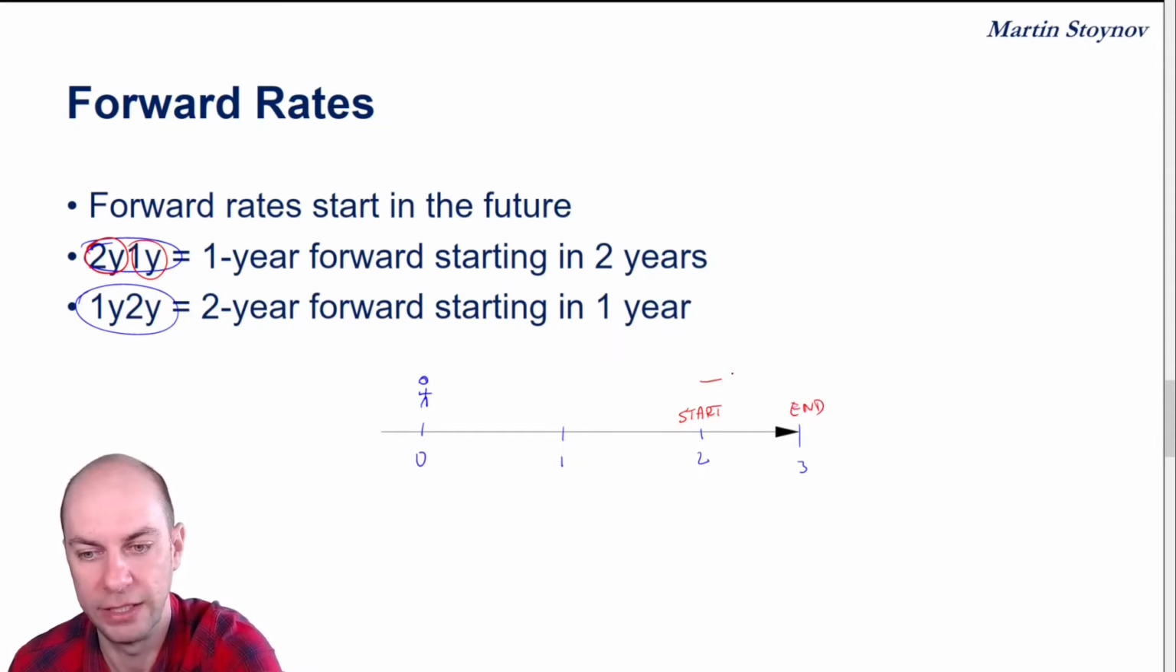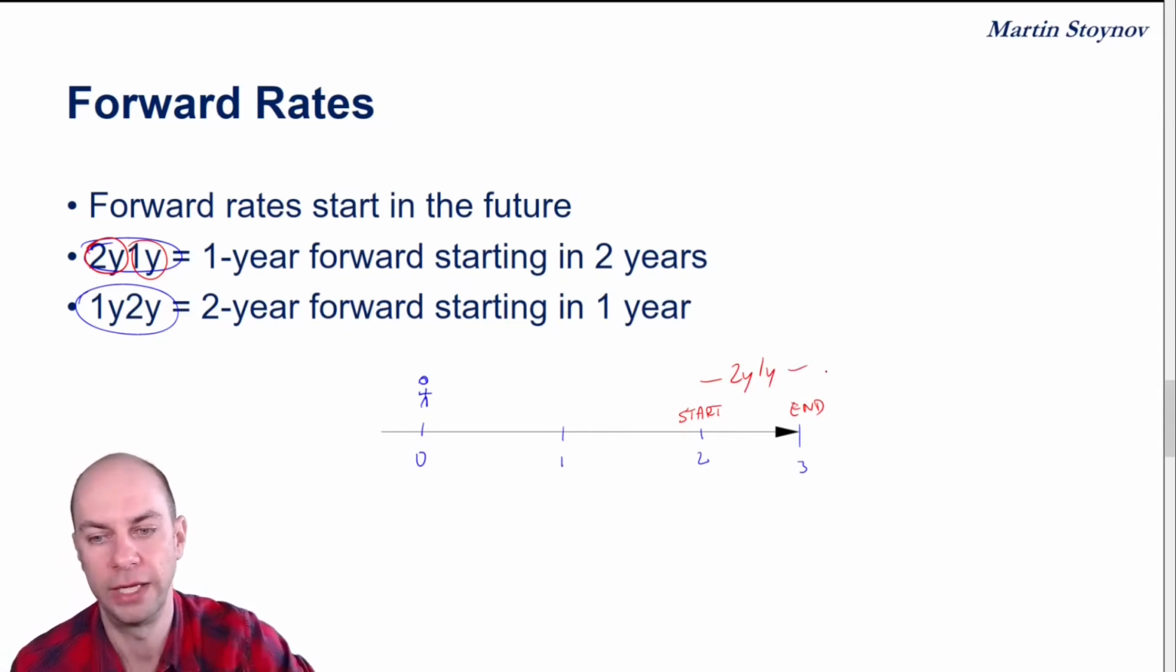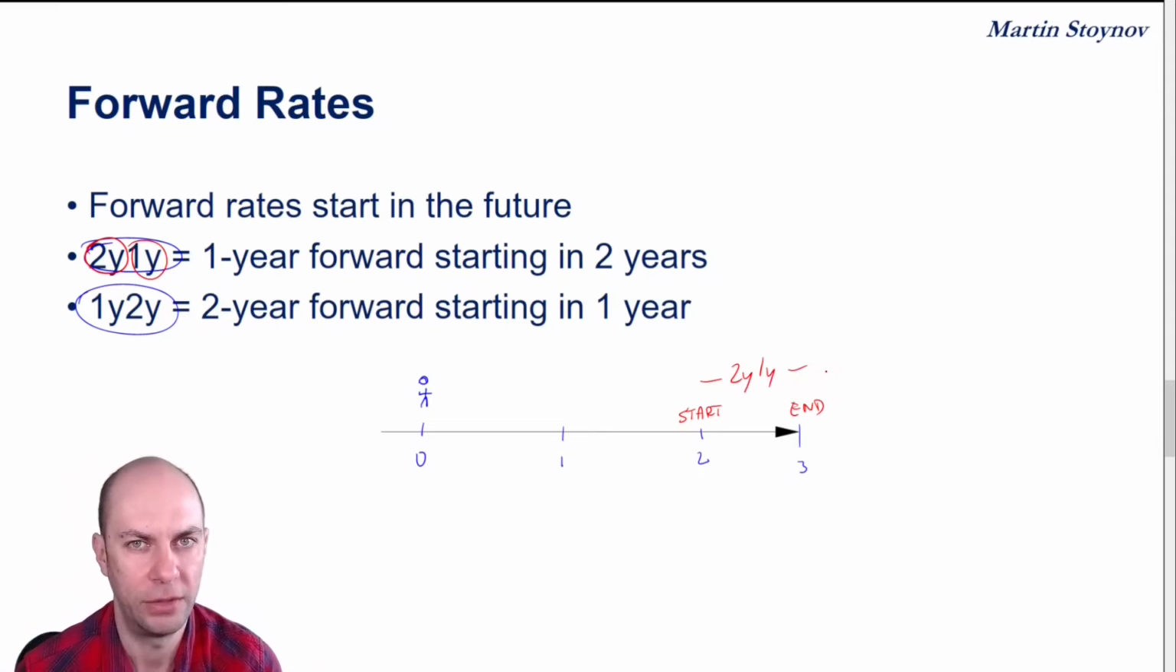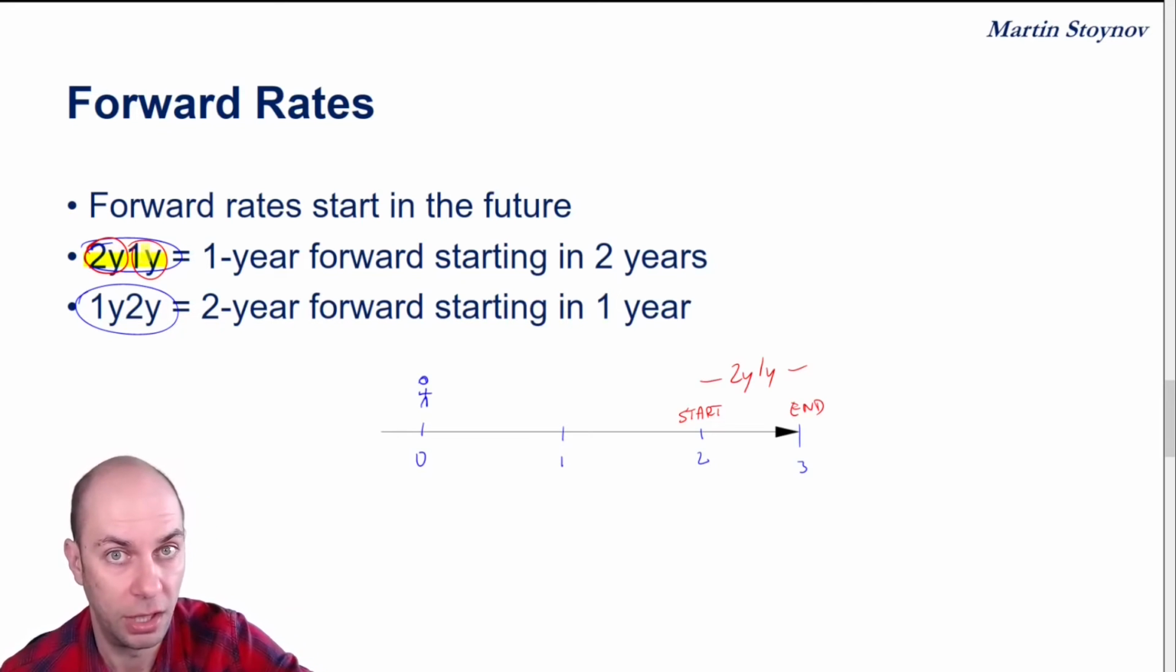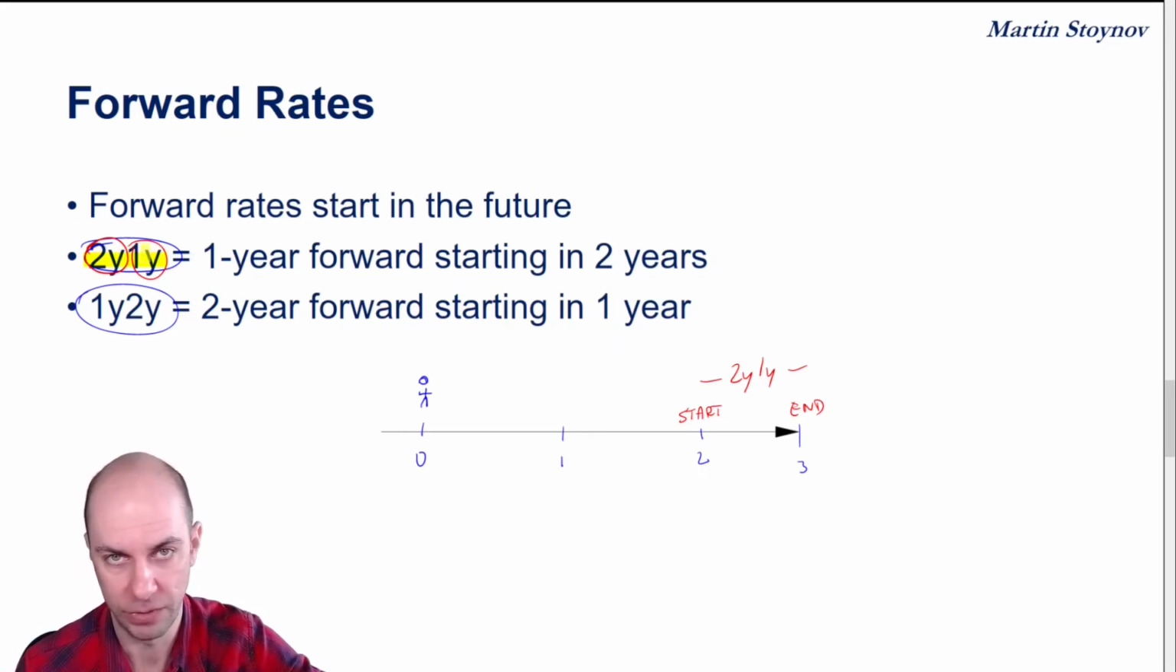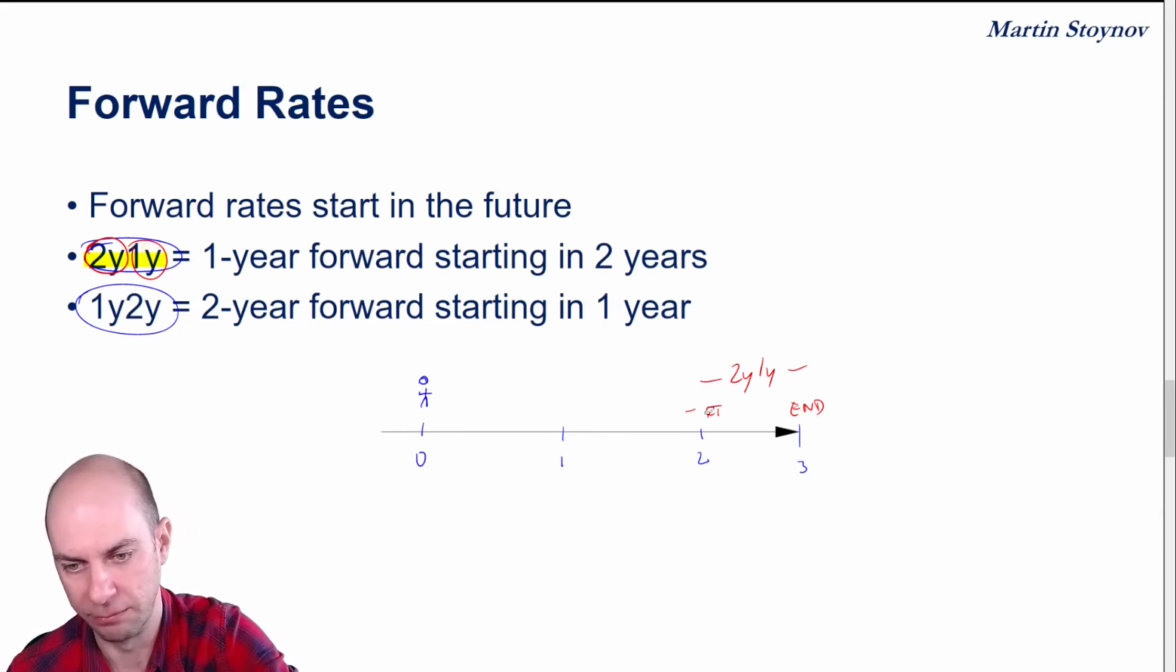So I could think of this as the 2y, 1y rate. Or another way in which you can express this is you can say, in 2 years' time, I'm going to lend for the duration of 1 year. Okay, so that's the first example. Let's have a look at the second example.